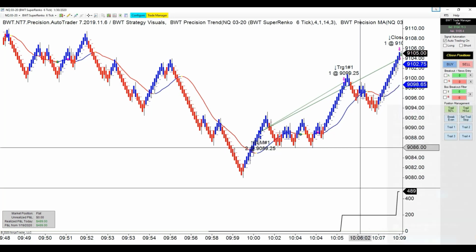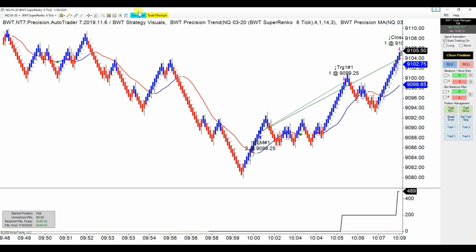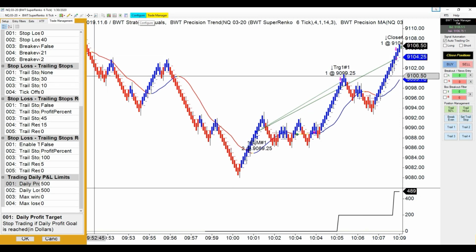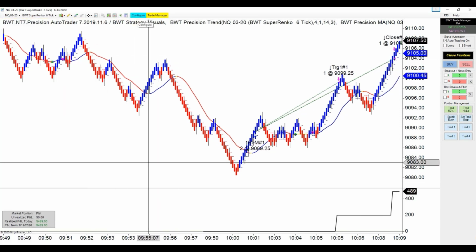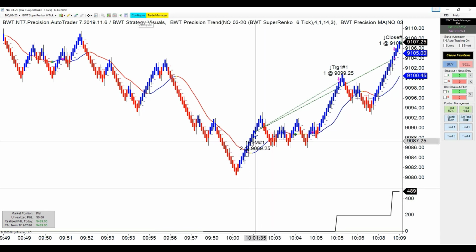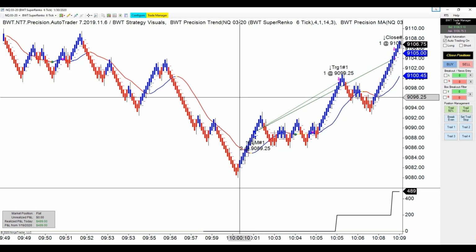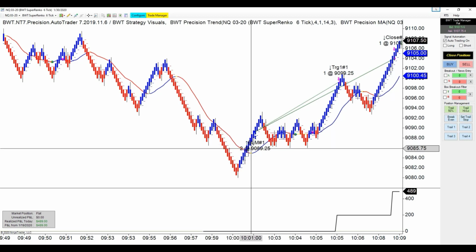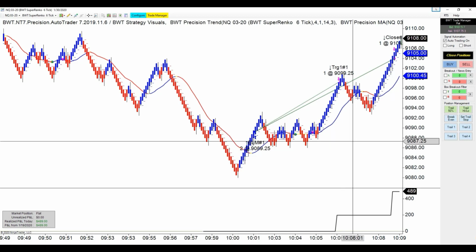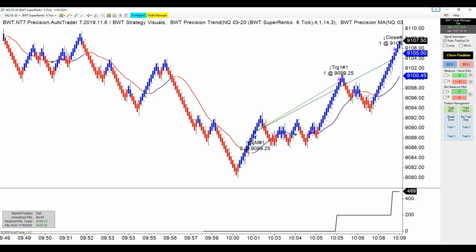So, 10:09. And my day just might be done here. Terrific work by the auto trader, just picking the locations. This Super Renko 6 is just so good with picking locations. 91.08, so they should go to 91.35.